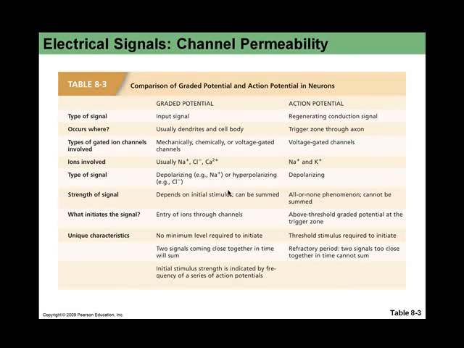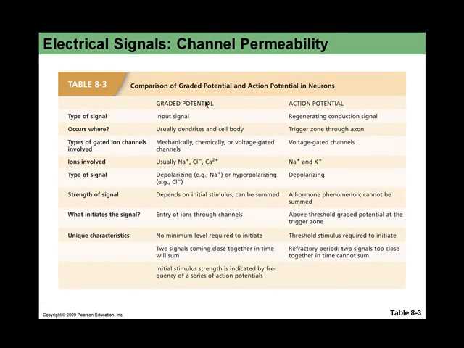So the strength of the signal depends upon the initial stimulus for the graded potential, and it can be summed, so you can integrate. So the initiation is the entry of ions through the channel and its threshold for the action potential. So let's then settle on the description here of the unique characteristics. There's no minimum level required to initiate, but there is the threshold required for the action potential. Right? And it is related to the population of voltage-gated sodium channels available to be activated at the trigger zone, and subsequently anywhere along the length of the axon, of course.